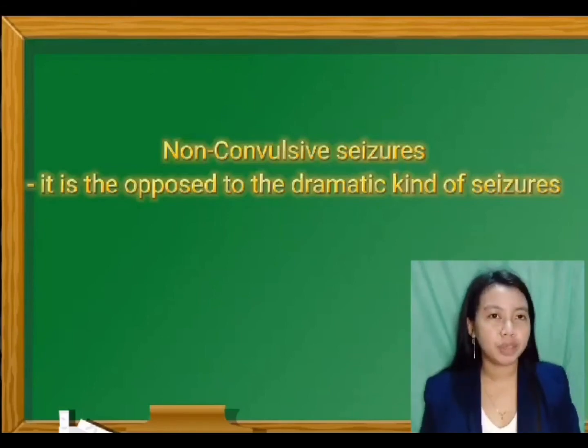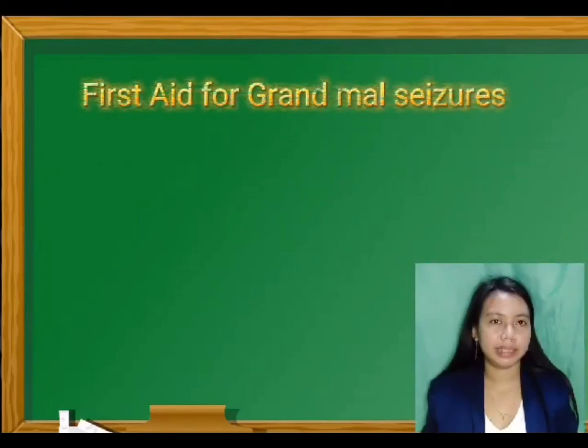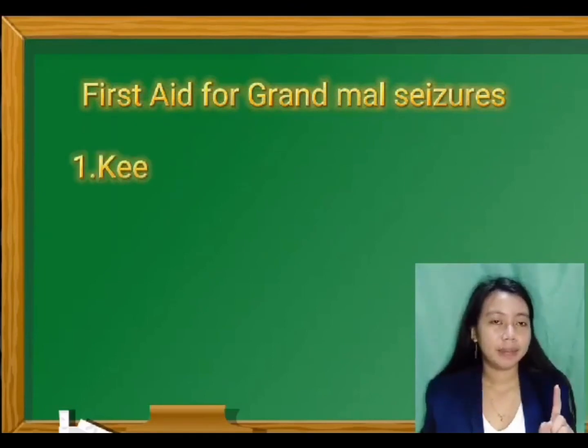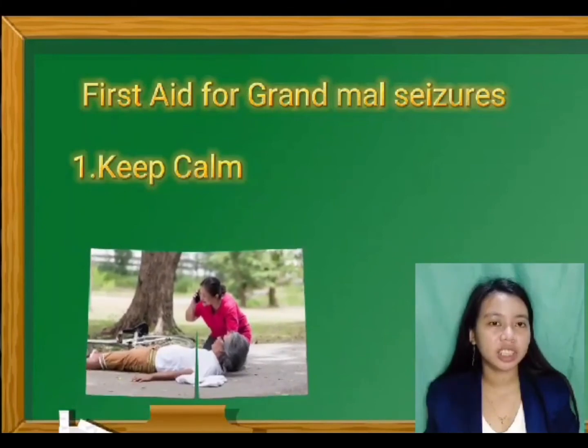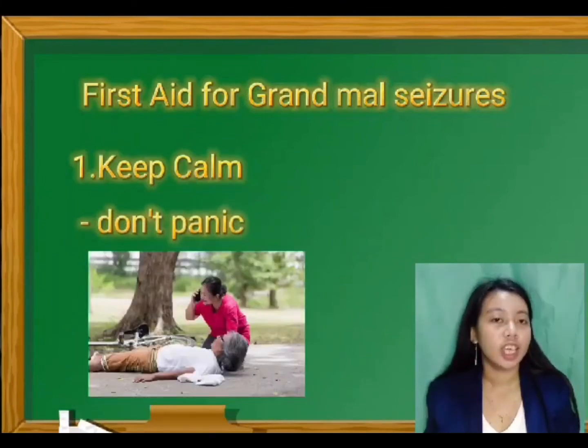I know some of you have encountered a person having a seizure. So these are the things you must remember if you ever witness a person having a seizure. These are the first aid steps for grand mal seizure. First, keep calm. If we encounter people having seizures, don't panic. You need to stay calm so that you can ask for help nearby or call an ambulance.